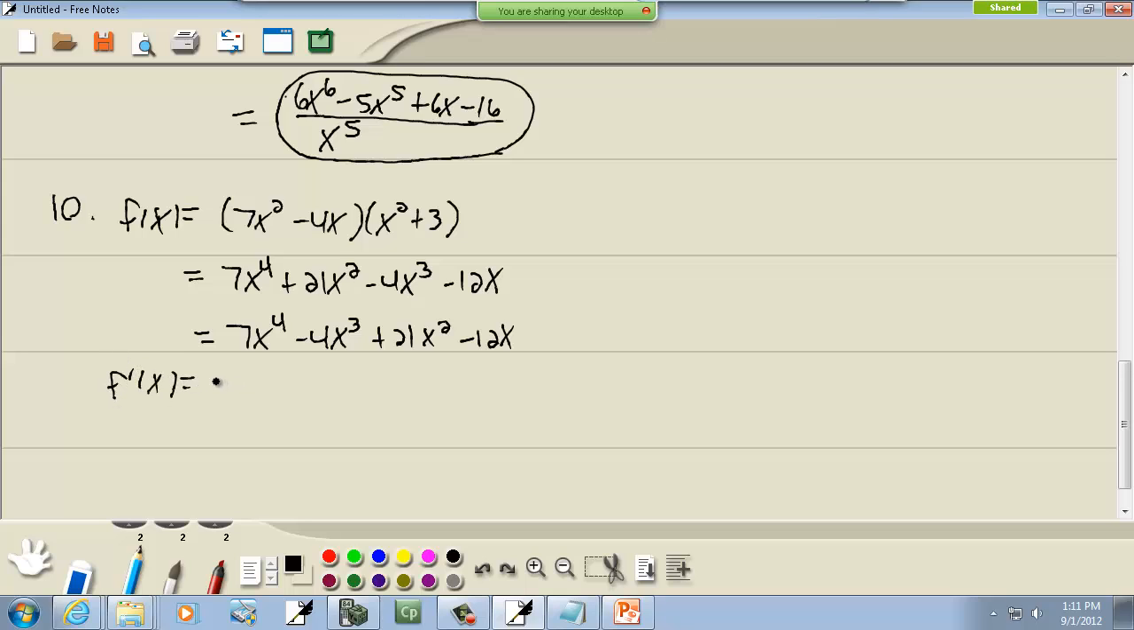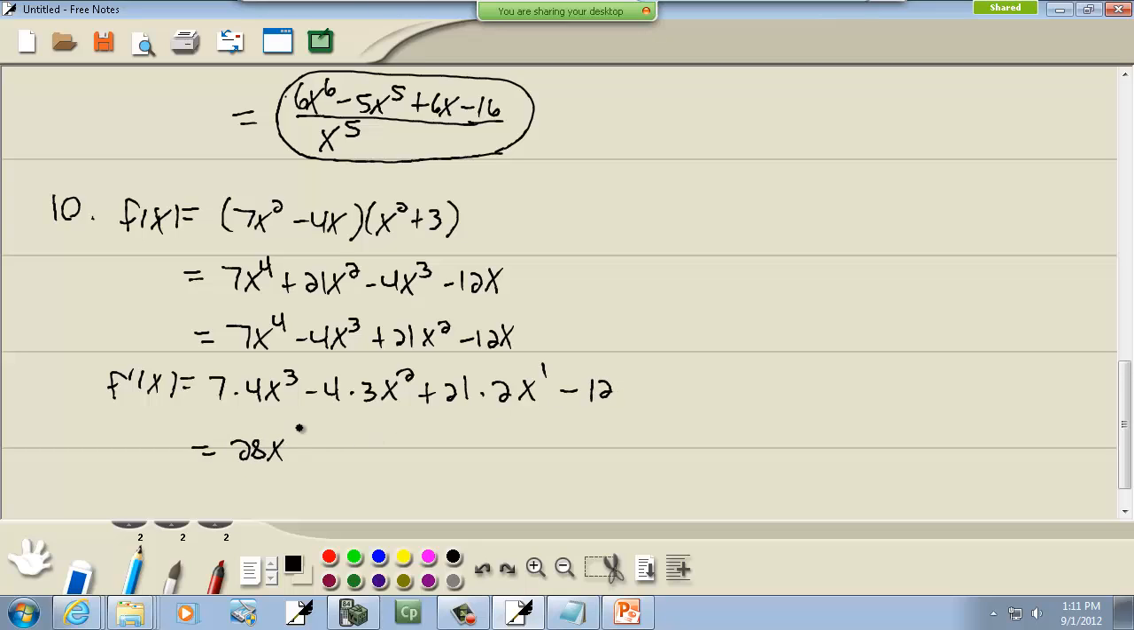Now to find our derivative. If you have a number out in front, it stays out in front. So 7 remains. Take a power, put it out in front, lower it by 1. Negative 4 stays out in front here. Take your power, put it out in front, lower the exponent by 1. 21 remains out in front. Take your power, put it out in front, lower it by 1. And the negative 12x just becomes negative 12.